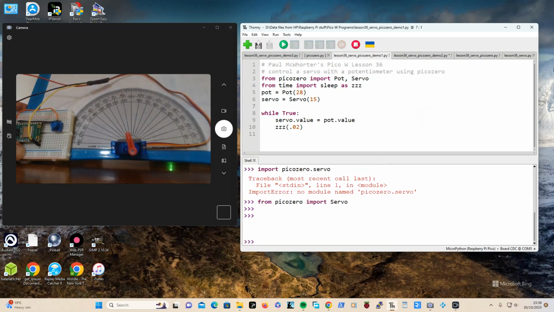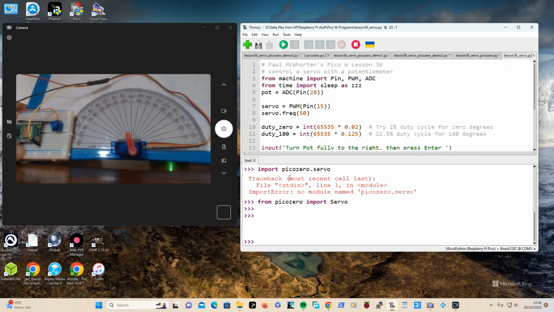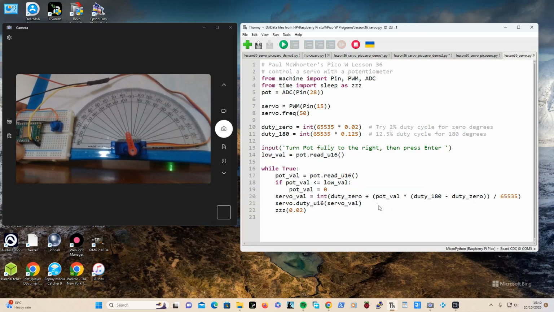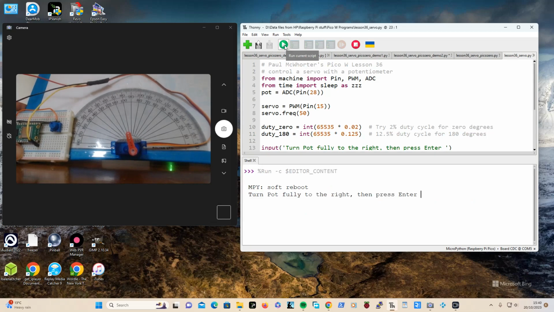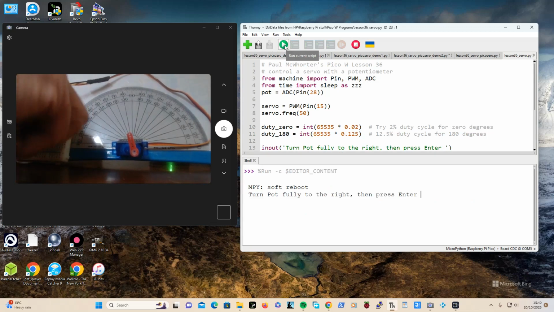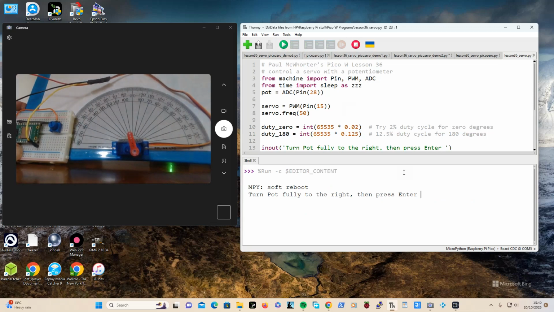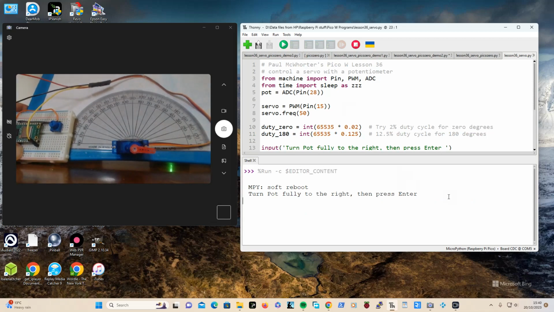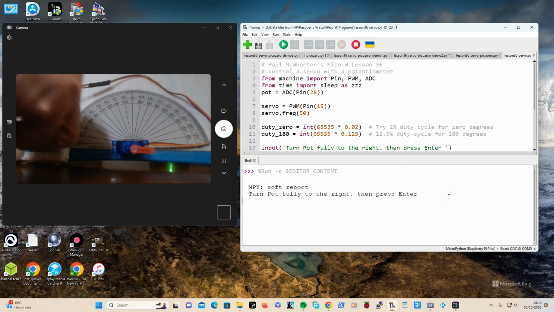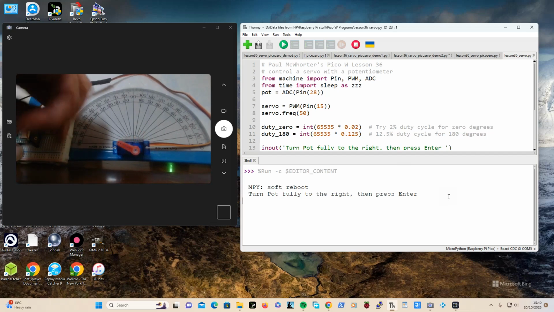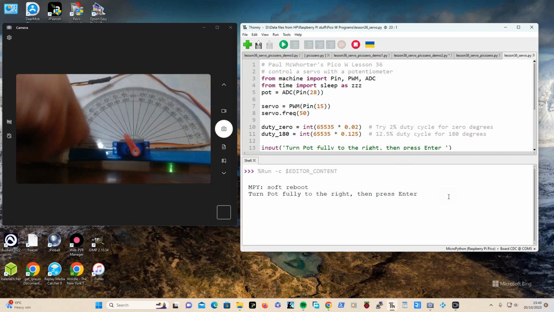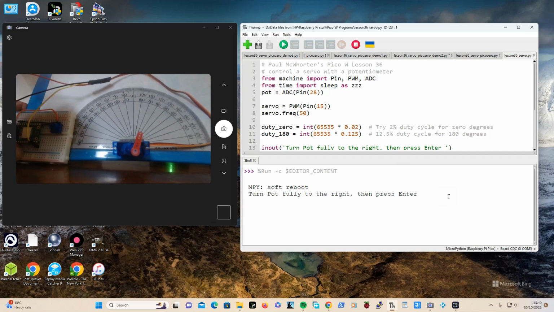First of all, I'll show you my previous program, which was written with machine and pin and PWM, etc. All very simple, so we'll run this just to show where it was. Turn the pot fully to the right, and press enter. Now you can control the servo with the pot, just like that. All very simple. I've already done a video on this.